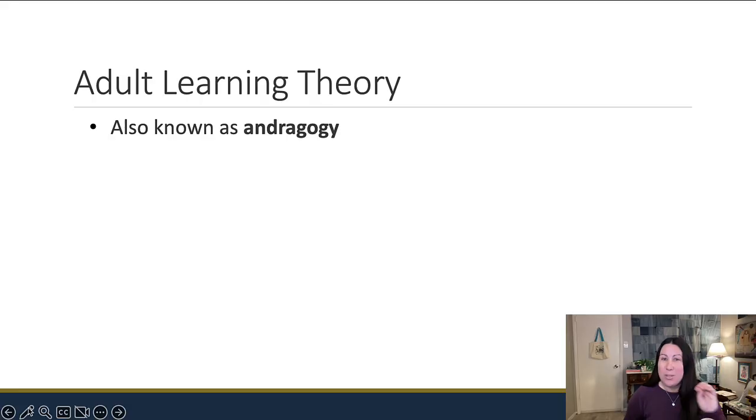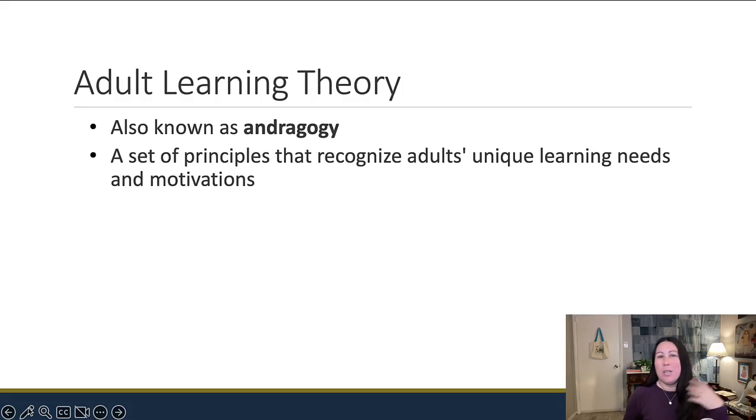So again, it's also known as andragogy. I also like to say pedagogy. Some people say andragogy, pedagogy. That's also correct. There's no correct way to pronounce it. We can all just disagree on how we pronounce it and do our own way.